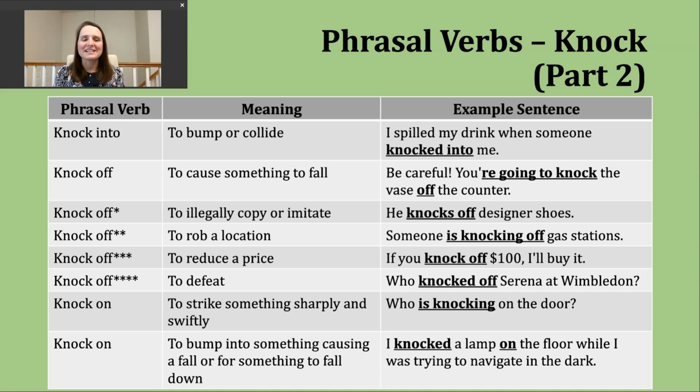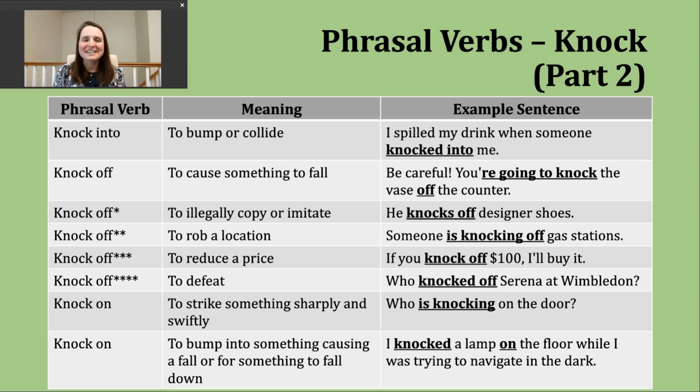Our third way to use knock off is to mean to rob a location. You might think of rob like steal, right? An example of this: someone is knocking off gas stations. Okay? So here's an example of present progressive or present continuous. We might be describing an action that continues. Each night, a particular gas station is robbed.